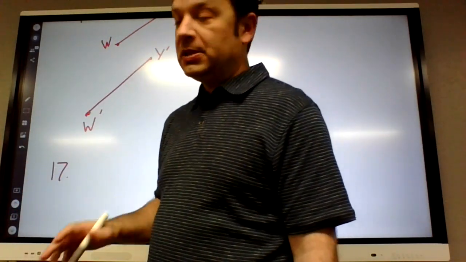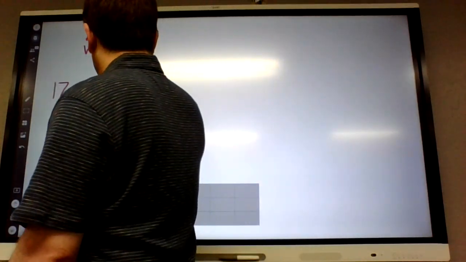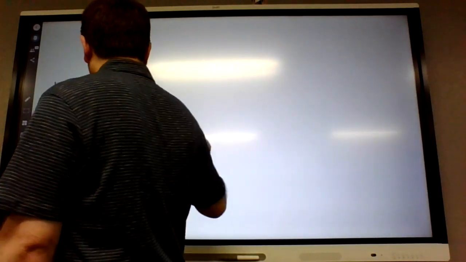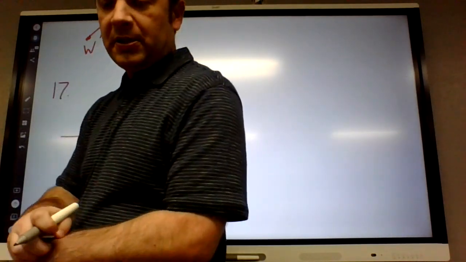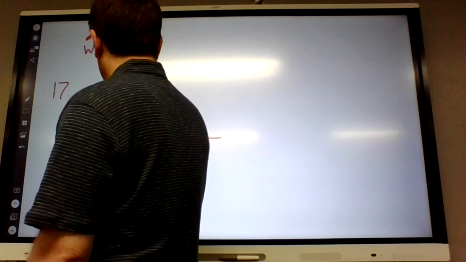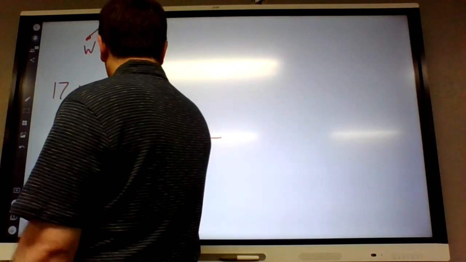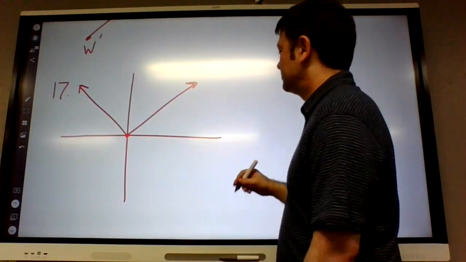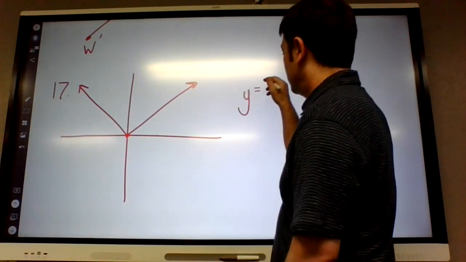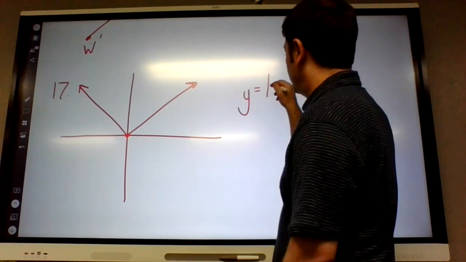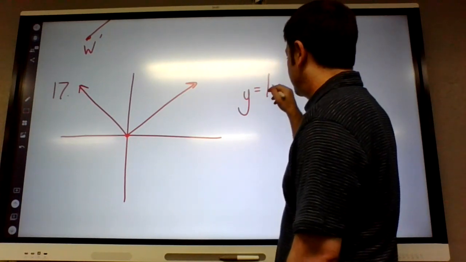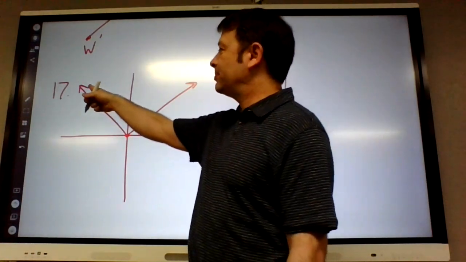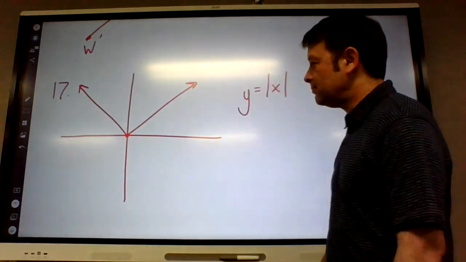17's a graph, so I'm just going to sketch a graph. We're not going to get out graph paper. Do you guys remember from Algebra 1 what equation made this graph? I don't even remember what type of graph it is. Well, you might not have done this. So this is y equals absolute value of x. Remember that from last year? Oh, I hate absolute value.